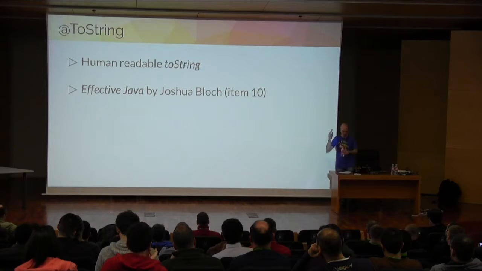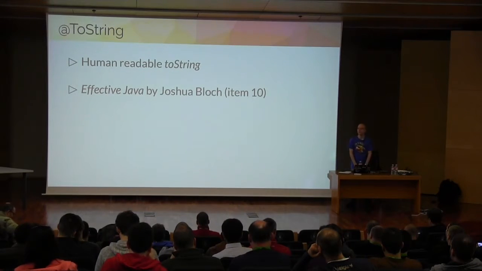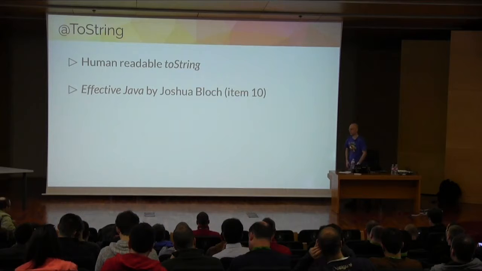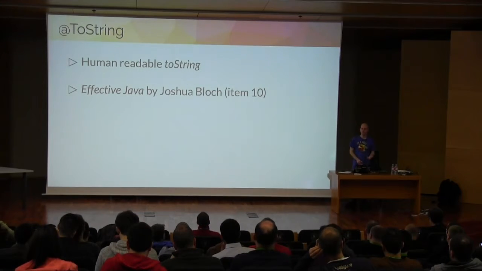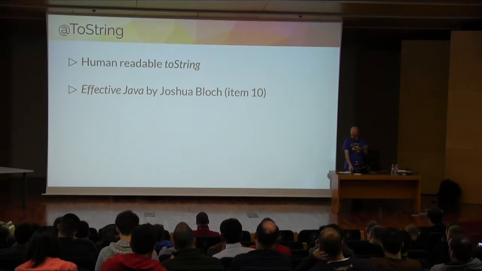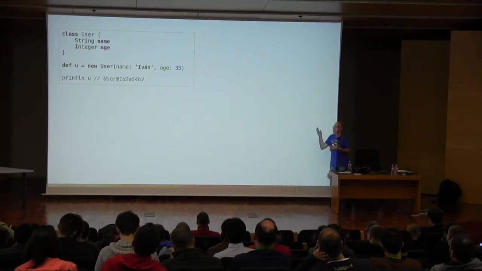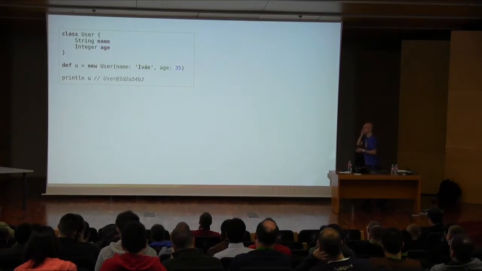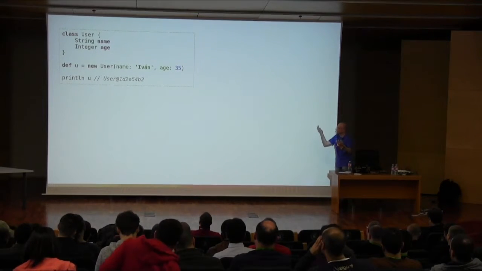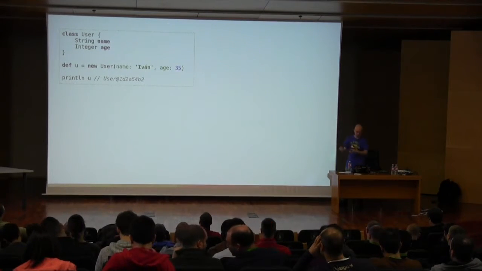And if you have read Effective Java, you will remember item number 10 that says it's a good practice to implement this method. Because if you do not implement the method, you can create this class. You have a user class with a name and an age. Then you create an instance, and finally you print the instance, and you will get something like that: the user, the name of the class, and the memory address. And this is not useful. You can't see anything about the instance that you have created.